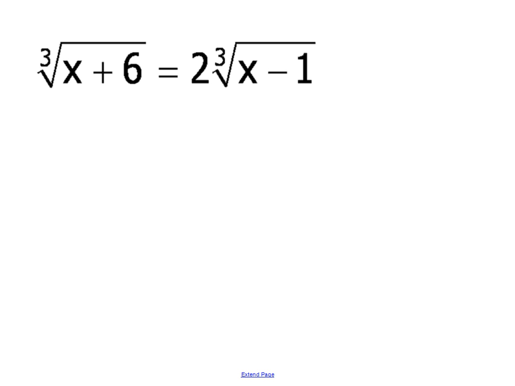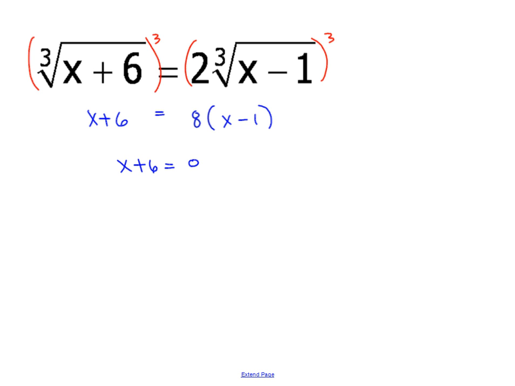Alright, so hopefully you've had some time to finish this problem. So what you should have done is taken both sides to the power that matches the index, which was 3. Hopefully you also remembered to take 2 to the third power. On the left, I have x plus 6. On the right, 2 to the third is 8 times x minus 1. I have to distribute the 8. So I have x plus 6 equals 8x minus 8.